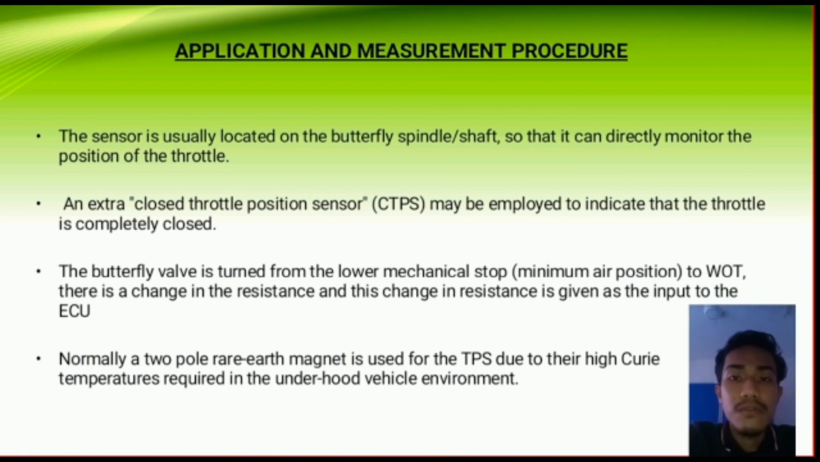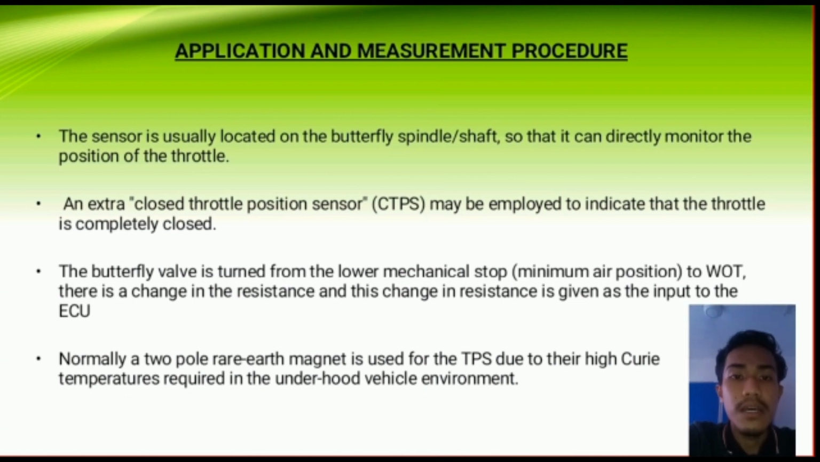Non-contact type TPS work on the principle of Hall effect or inductive sensor, where generally the magnet or inductive loop is the dynamic part which is mounted on the butterfly valve throttle spindle shaft gear, and the sensor signal processing circuit board is mounted within the ETC gearbox cover and is stationary. When the magnet or inductive loop mounted on the spindle is rotated from the lower mechanical stop, there is a change in the magnetic field for the sensor.